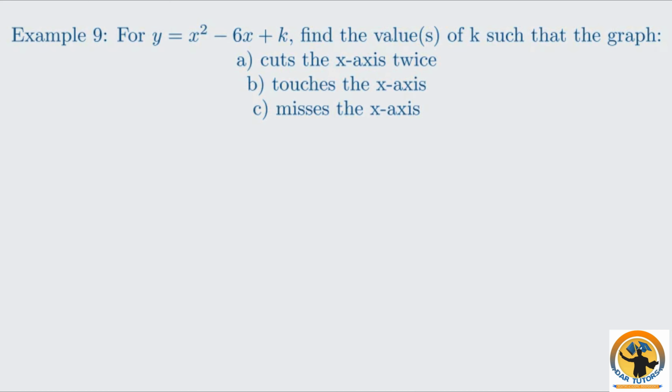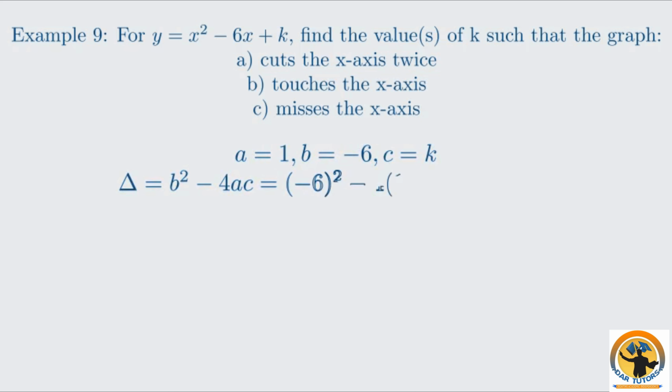The key to this problem is the discriminant. Let's find it first in terms of k. For our function, a equals 1, b equals negative 6, and c equals k. The discriminant, delta, is b squared minus 4ac. Substituting these values, we get delta equals negative 6 squared minus 4 times 1 times k. This simplifies to 36 minus 4k. Now we can analyze the three cases.